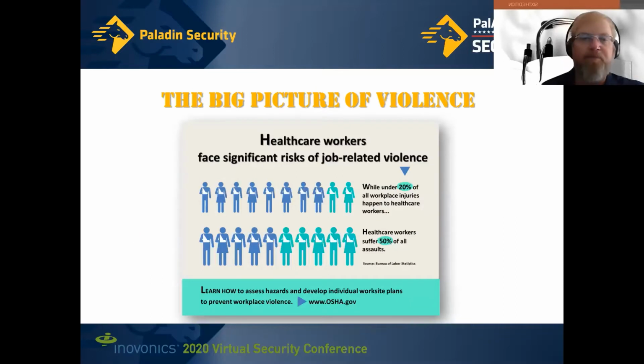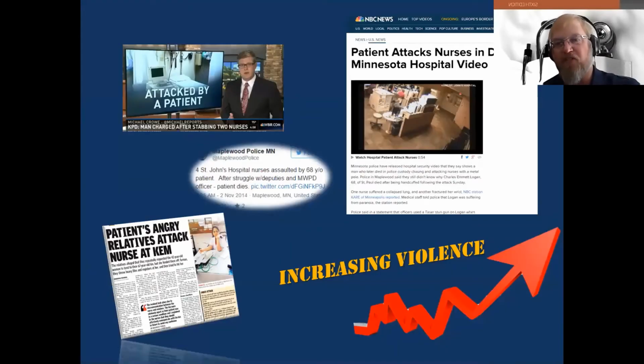Well, let's start here. Let's talk about what's going on inside of industry as a whole. When we think about all workplace injuries, healthcare represents about 20%, pretty consistent with what it represents as part of the GDP. But when you look at the amount of assaults that happen inside of healthcare, you find that healthcare is actually over half. 50% of all assaults that happen inside of all of industry happen inside the healthcare space.